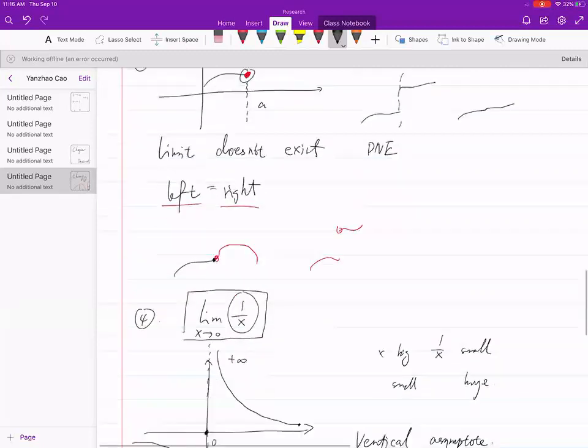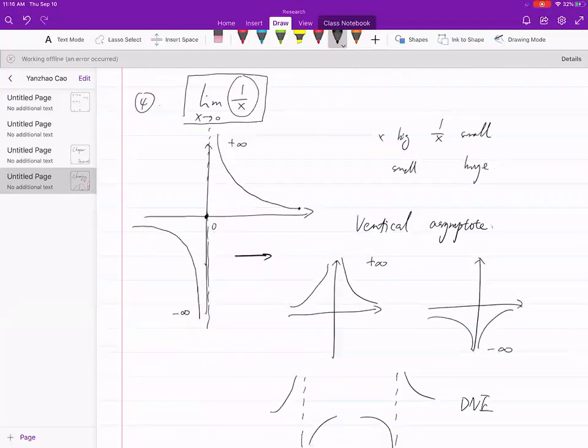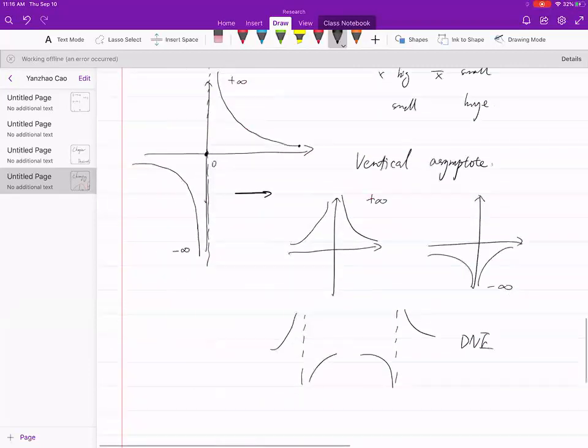Finally, it's possible we have vertical asymptotes. And the principle is quite simple. Check the left, check the right, and see do they have the same kind of infinity. If they're both positive, check. Both negative, check. One positive, one negative, sorry, you don't have a limit. That's the 4 cases.